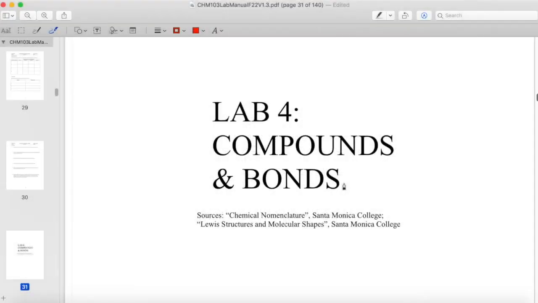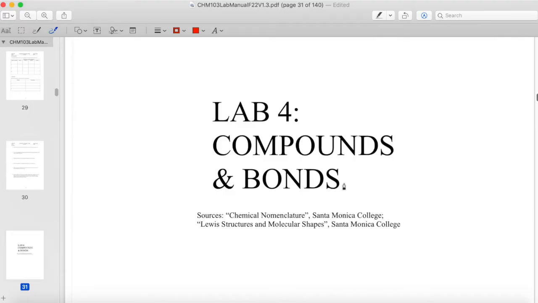In this lab, we're going to look at how to represent various compounds. Now, in the lecture, we've looked at two types of bonding. We've looked at ionic bonding, where we combine metals and nonmetals to make compounds, and we've looked at covalent bonding, where we combine nonmetals to make compounds.